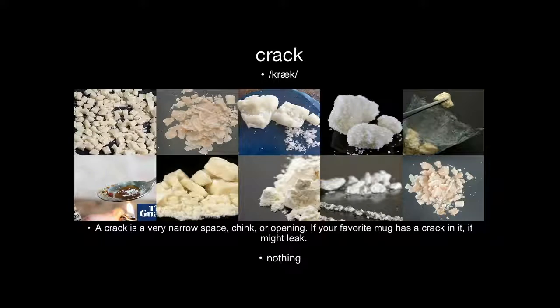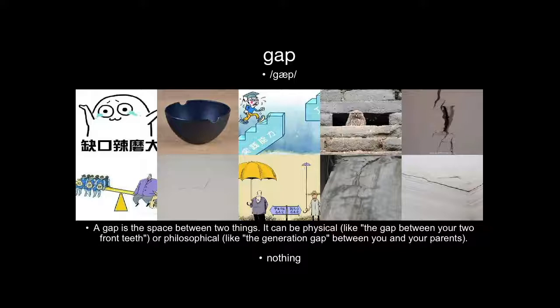Crack. A crack is a very narrow space, chink, or opening. If your favorite mug has a crack in it, it might leak. Gap. A gap is the space between two things. It can be physical, like the gap between your two front teeth, or philosophical, like the generation gap between you and your parents.